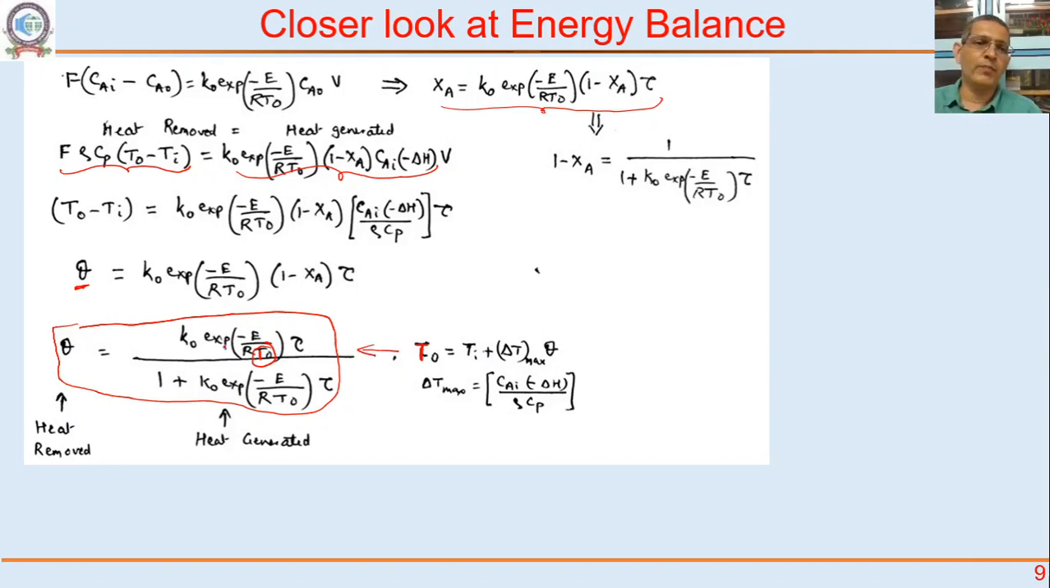What we are going to do is plot the left hand side and right hand side. When you have to solve an equation, if we plot the left hand side with respect to tau and the right hand side with respect to tau, the point of intersection of the heat removal rate and the heat generation rate will be our steady state value. Right, that's what we mean by solving.